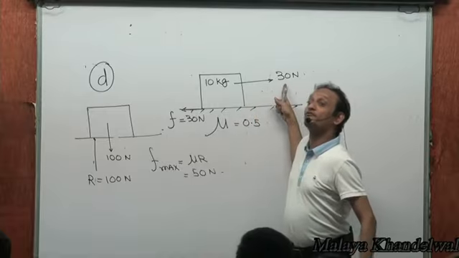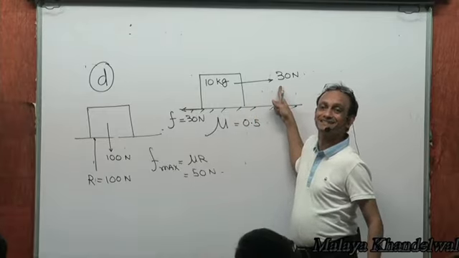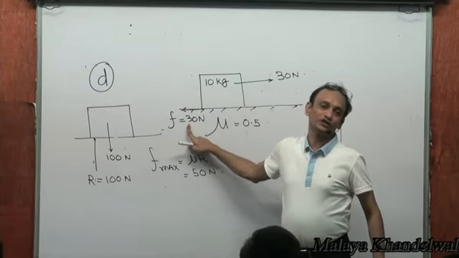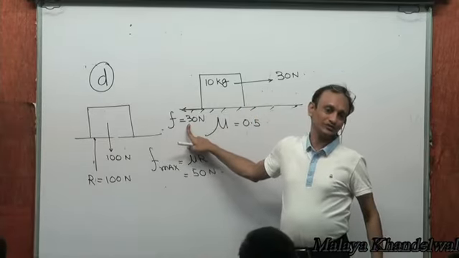But when this becomes 50.5 newtons, this will remain 50 newtons. That is what would happen. Clear? So acceleration of this is going to be 0, right?